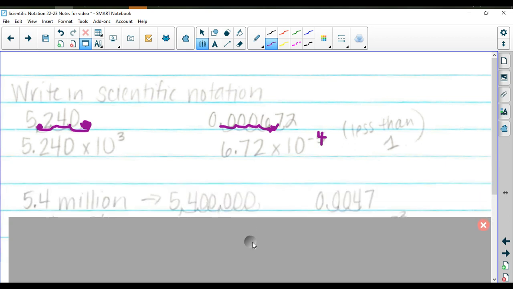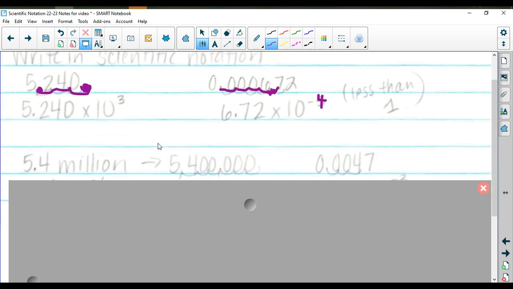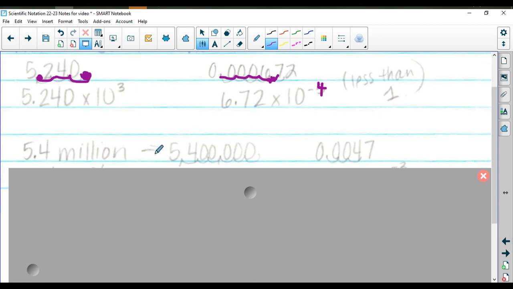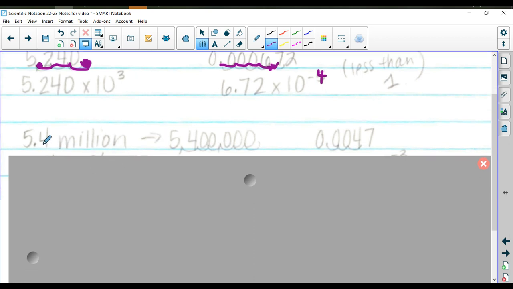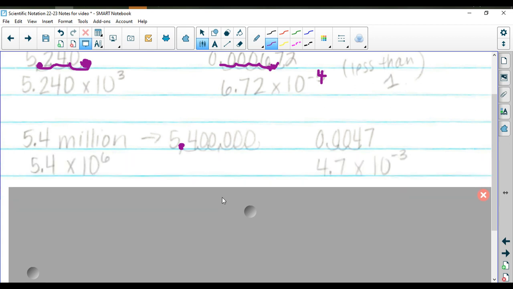In our next example, we're going to do 5.4 million. The first thing you need to know is that when we write out 5.4 million, that means 5,400,000. So we can write it out like this. In doing this, we're going to need to make this into scientific notation. So we need a number between 1 and 10. I'm going to put my decimal point right between the 5 and the 4. So I'm going to have 5.4.